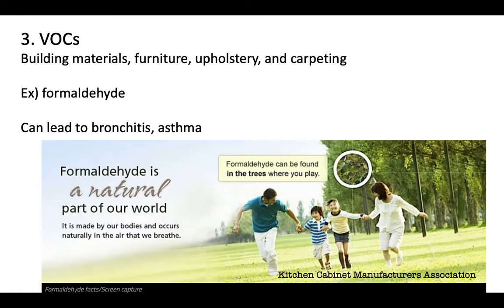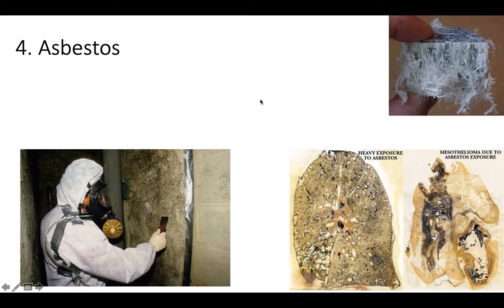The third indoor air pollutant I want to talk about are volatile organic compounds. These have come up a few times now. They can be found in varnishes, building material, furniture, carpeting. A great example is formaldehyde. There are natural sources of VOCs. For example, trees do release formaldehyde, but indoors, again, they build up in high concentrations in closed systems, and they can lead to bronchitis and asthma.